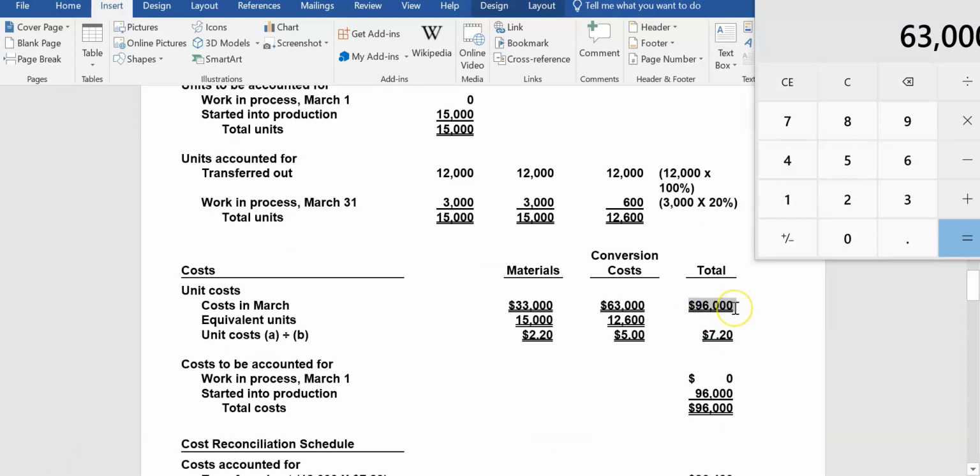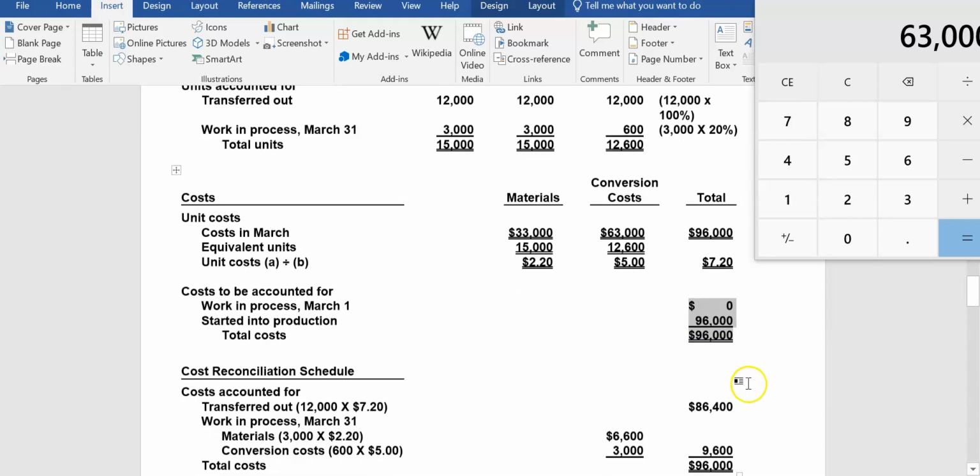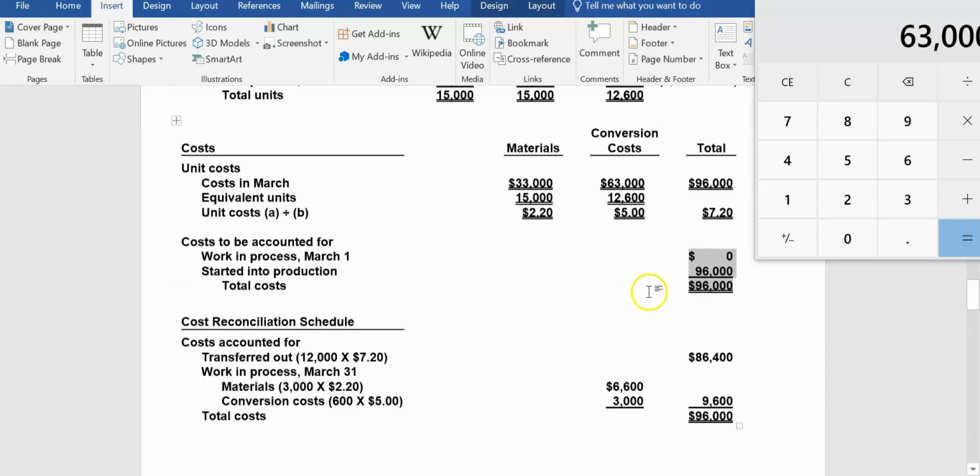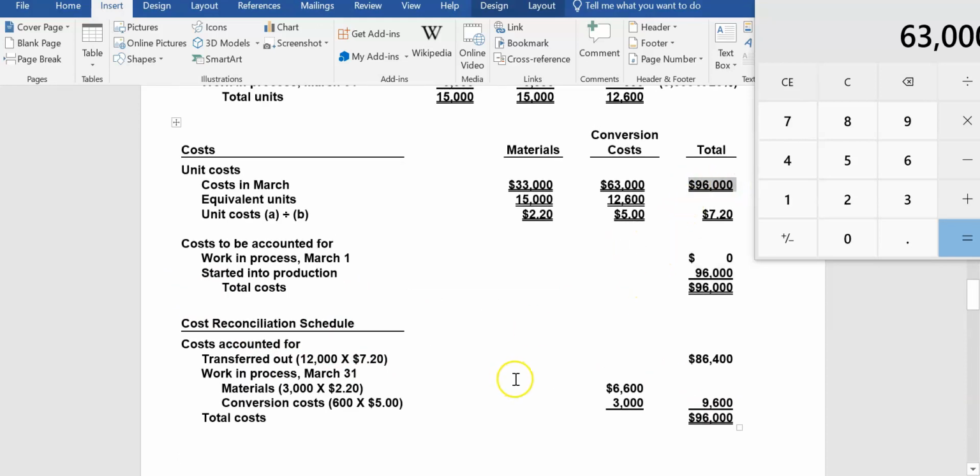Those total of $96,000 had to do with the cost associated with the units started in production, because we didn't have any cost sitting in beginning work in process, because there were none. Okay, there were no units in process when we started. Finally, what we're now going to do is reconcile and figure out, of the $96,000 in total costs, how much of those costs need to be associated with the units transferred out, and how much of those $96,000 in cost need to stay in work in process associated with the units that are still being worked on.